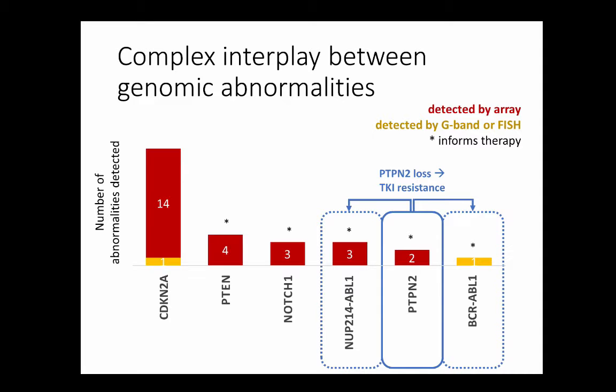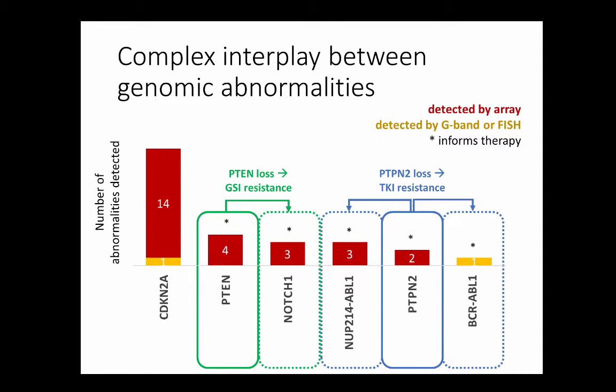Similarly, NOTCH1 is a very common target of mutations resulting in NOTCH1 activation, and one of the therapies suggested to counter this activation is a class of agents known as gamma secretase inhibitors, or GSIs. However, if that malignancy also has a loss of PTEN, it's been shown to result in gamma secretase inhibitor resistance, despite the fact that we have these NOTCH1 mutations. So these abnormalities do not really exist in a vacuum. There's a lot of other things going on in these cells.